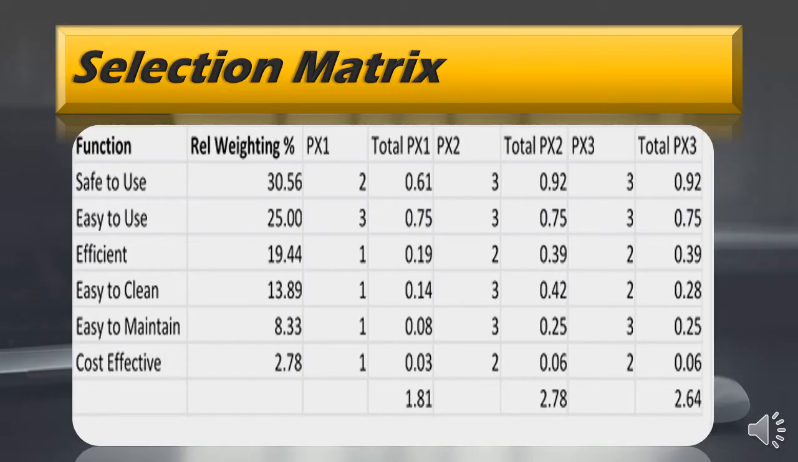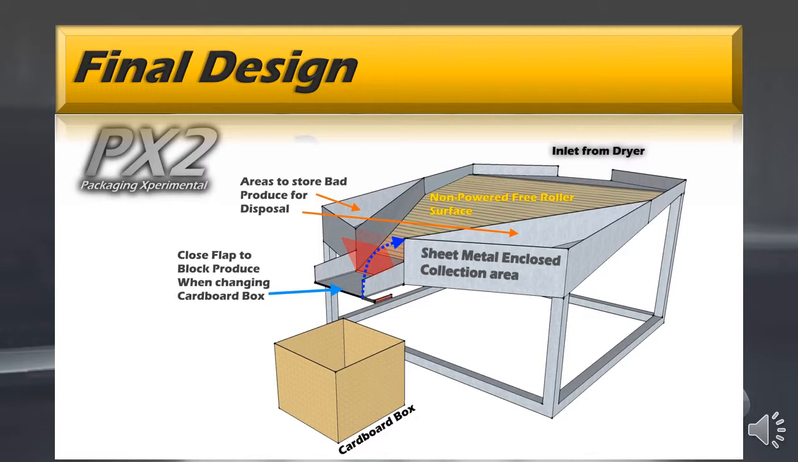The selection matrix assists us in choosing the best concept. It compares the relative weightings of the functions with the rated metrics for each device and tallies a value. The largest value indicates the dominant concept. Although PX2 and PX3 resulted in a close tally, PX2, that is the roller system, was easier to clean and reigned dominant of the three concepts. After comparing all the concepts, PX2 was found to be the superior design.